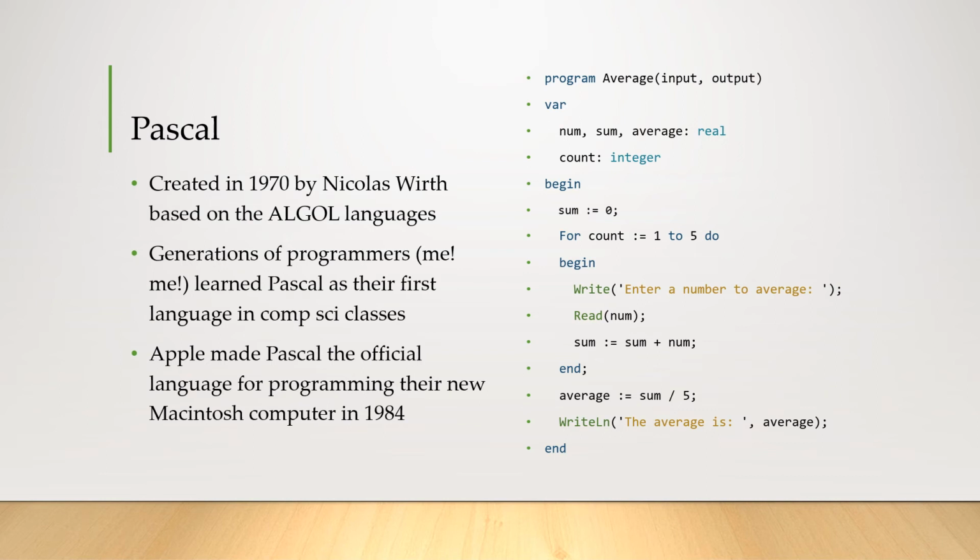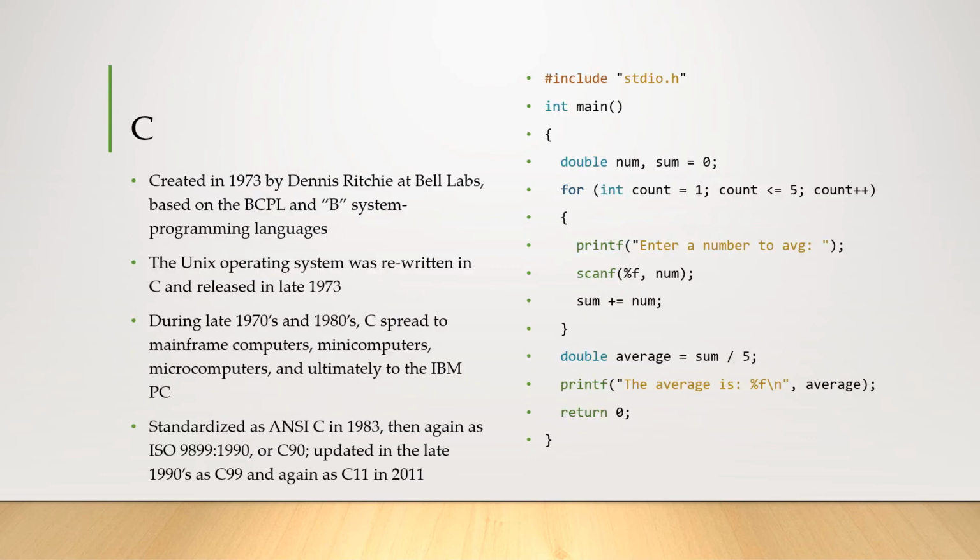Then you had write statements and read statements. Unlike BASIC, you had to write something out to the user to prompt them before you did a read. And then you would read one number every time through the for loop, and sum becomes sum plus num. Okay. Average then becomes sum divided by 5, and we have a write line statement to write a line of output to the user.